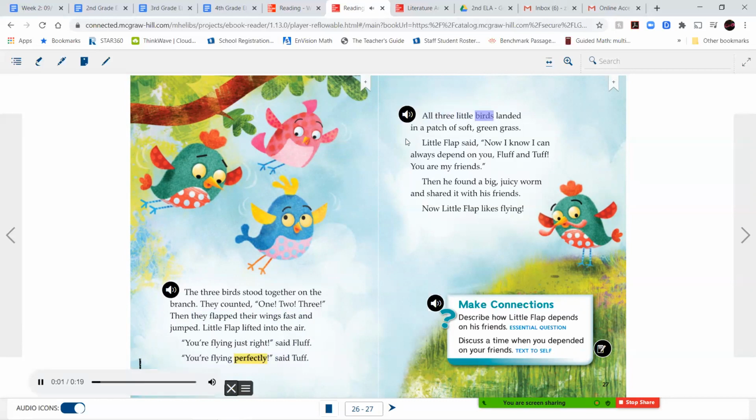All three little birds landed in a patch of soft green grass. Little Flap said, "Now I know I can always depend on you, Fluff and Tuff. You are my friends." Then he found a big juicy worm and shared it with his friends. Now Little Flap likes flying.